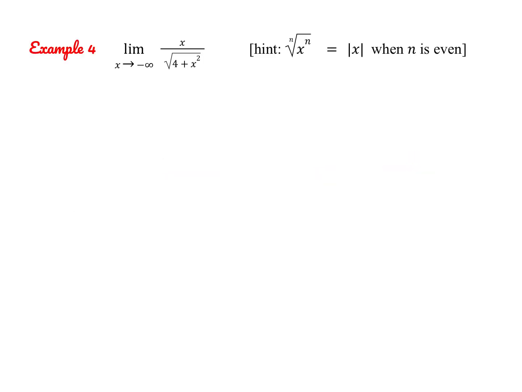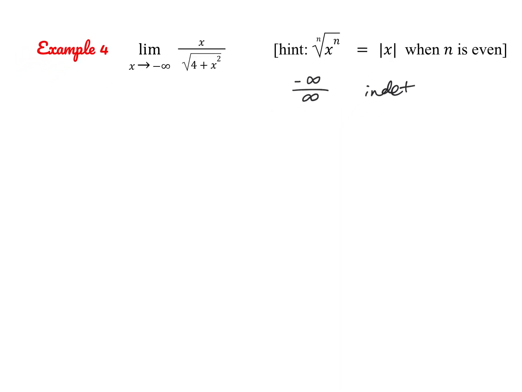All right, so let's look at this next example together. This one's a little bit trickier, so we'll walk through it slowly. Again, if we do direct substitution here, and this is the limit as x approaches negative infinity, we end up with negative infinity over positive infinity, which is an indeterminate. So we need to do a little bit of extra work here.